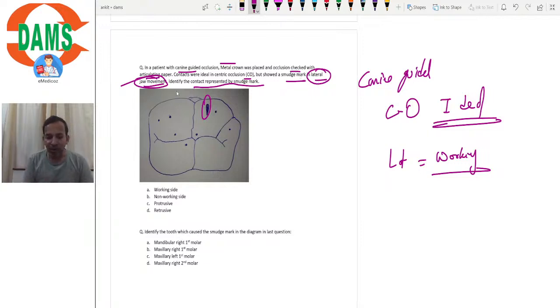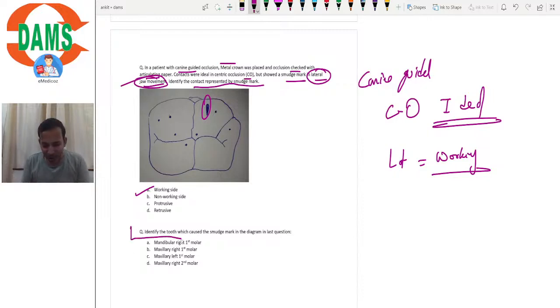In the lateral jaw movement, there is the smudge mark produced. So identify the contact represented by the smudge mark. It is the working side, isn't it? It is the working side movement. Is it clear? So these are the simple questions where the answer is provided within the question.